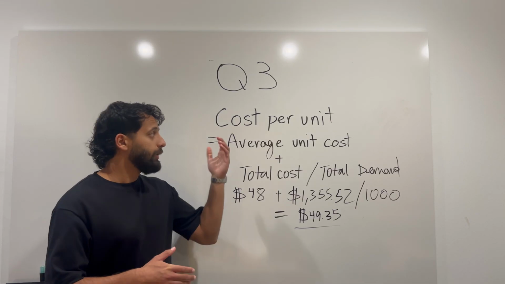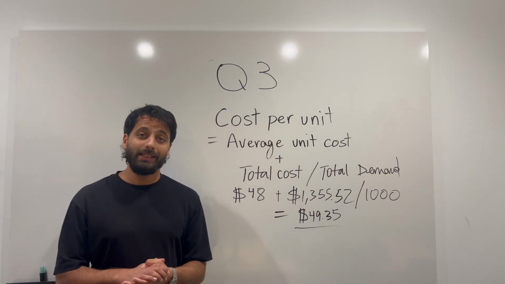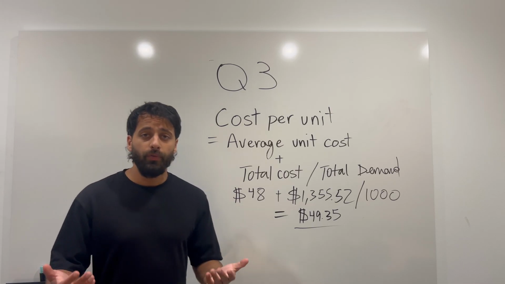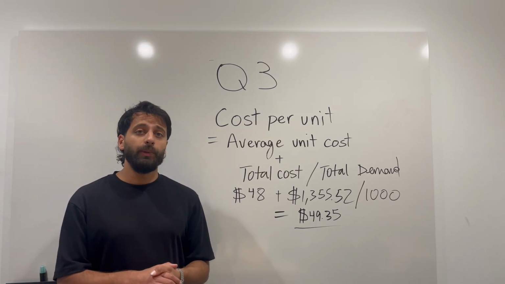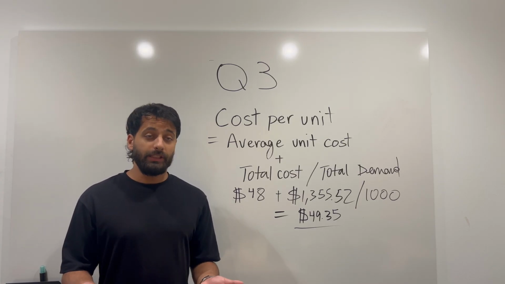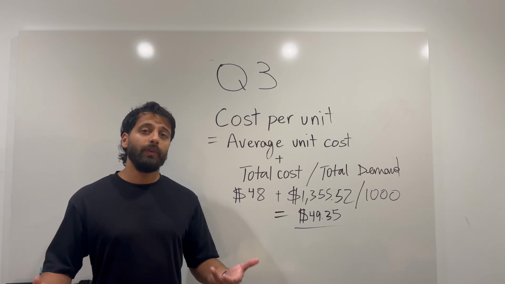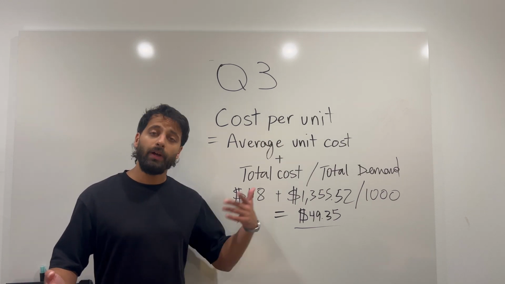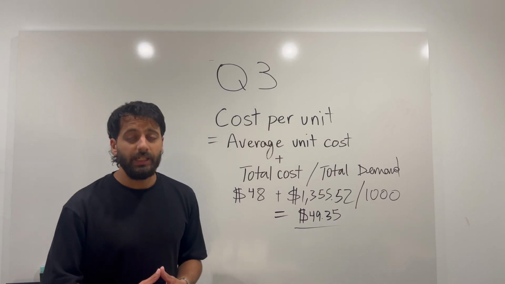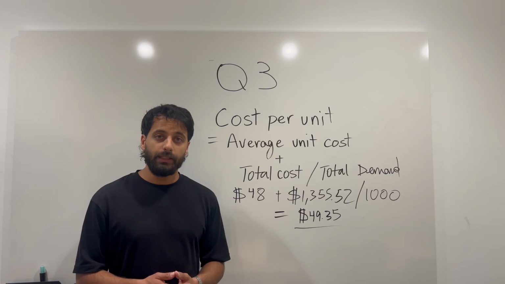So now we're going to go ahead and use the cost per unit formula, which is going to be the average unit cost plus the total cost divided by total demand. All we're going to do for this one is plug in the numbers that we received from the prior formulas and the problem that gave us the number. So we're going to do the $40 plus 1,355.52, which we got from the previous formula, divide that by 1,000, which is received in the problem as total demand. That gives us $49.35.